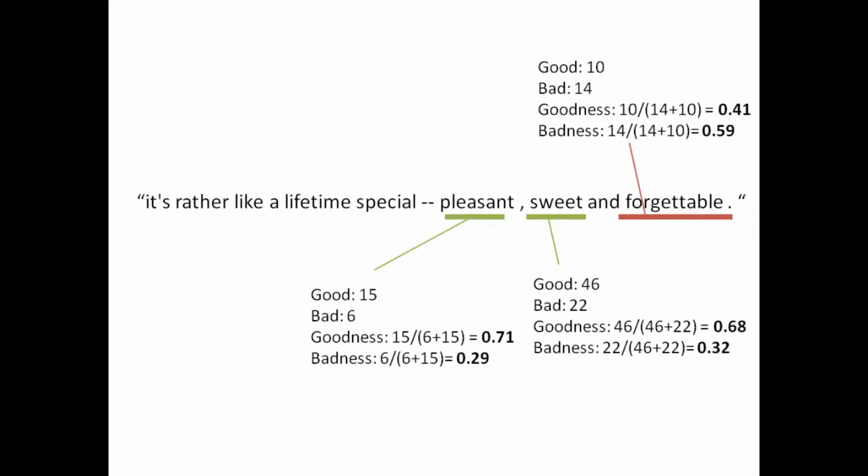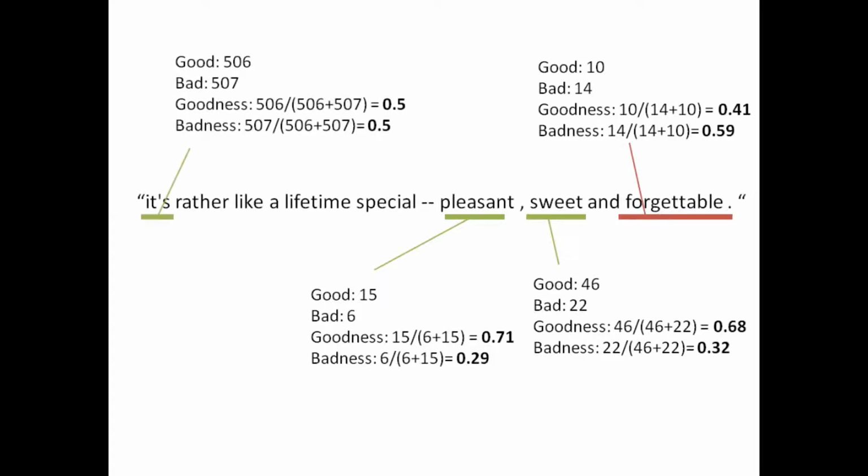Now, what about words such as its, which occurs in the very beginning here? Well, its is not really a descriptive word. You would expect that its presence shouldn't be very correlated with the goodness. And in fact, that is what you find. It occurs just as much in bad and good reviews. In other words, its goodness is 0.5.